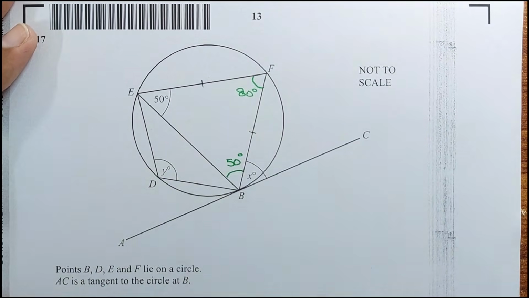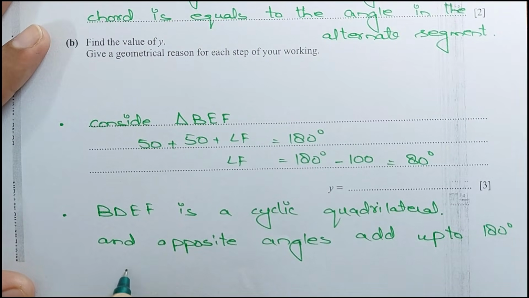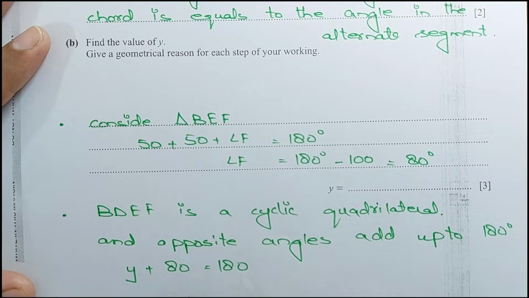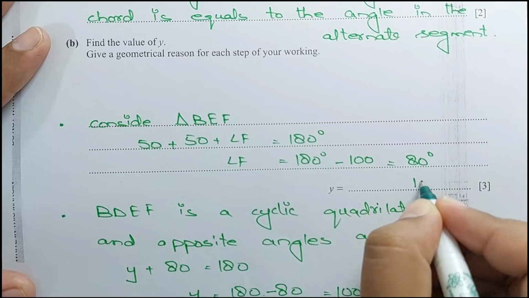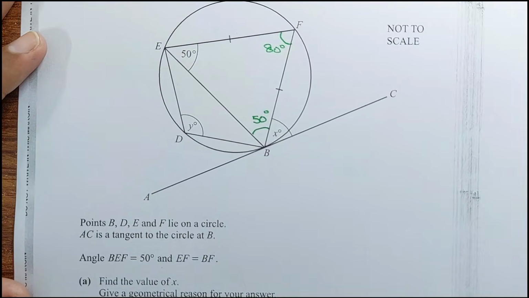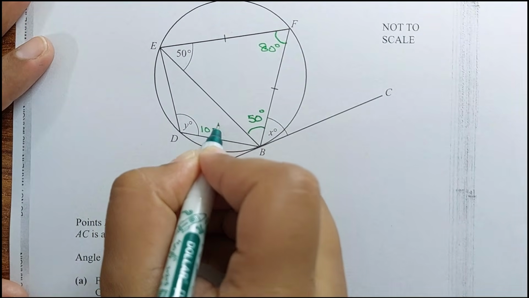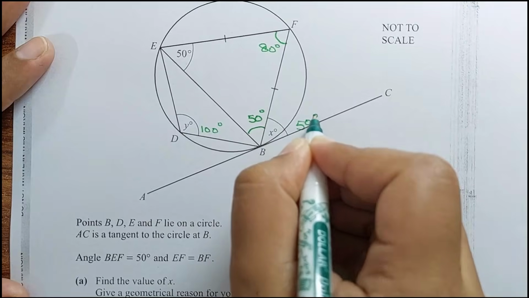This y and 80, these are the two opposite angles. When you add y and 80, their sum is 180. So what is y? y is from 180, you have to subtract 80, that equals just 100. So y equals 100 degrees. This is 100 degrees and this would be 50 degrees.